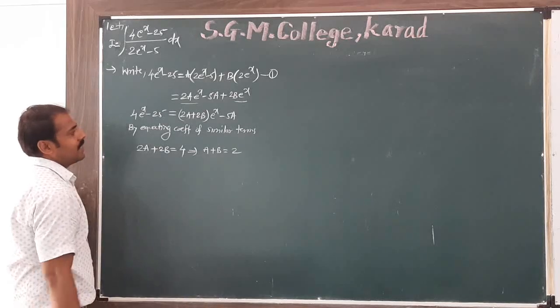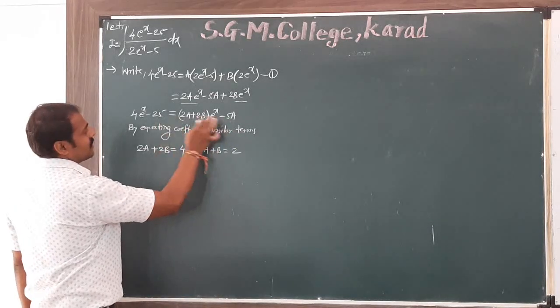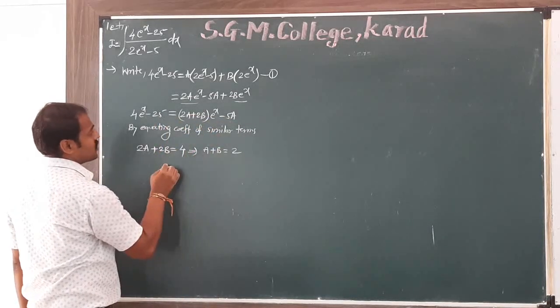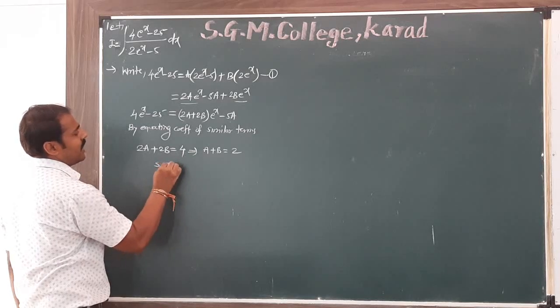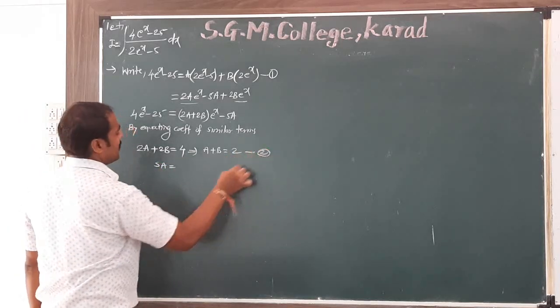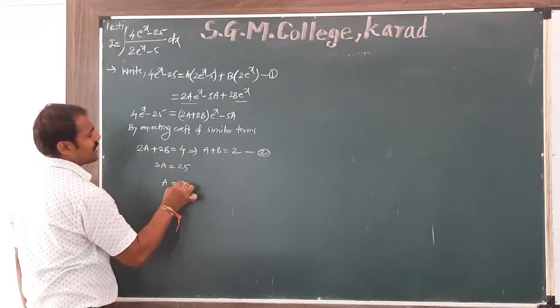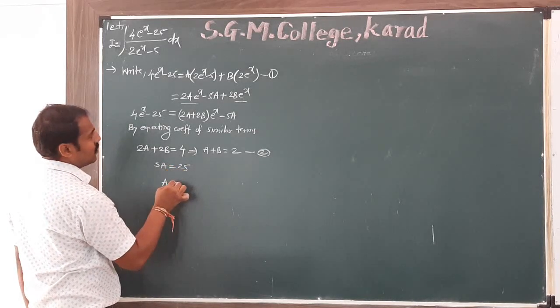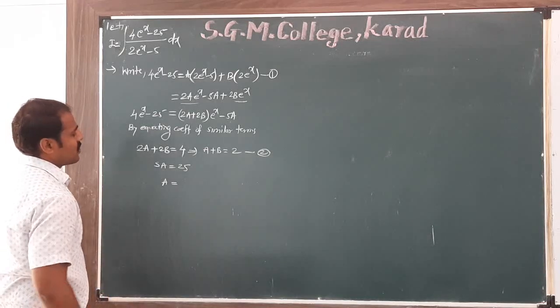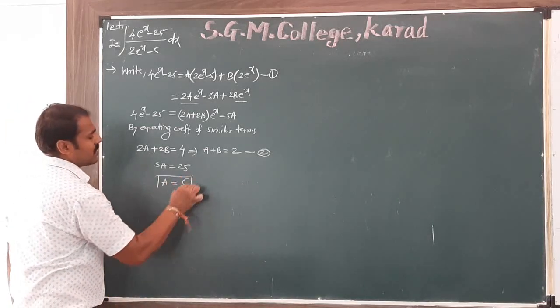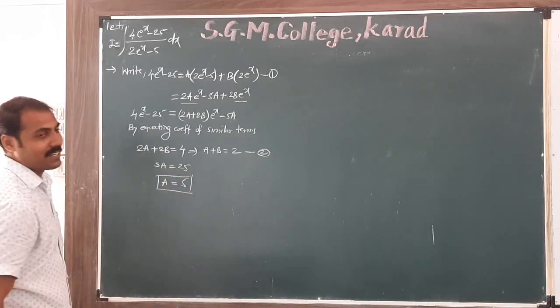And from equating constant terms we get 5a. It's our equation number second. 5a is equal to 25. This implies a is equal to 5. Here is the value of a. Directly we can obtain it here.